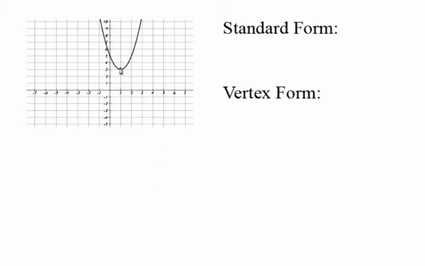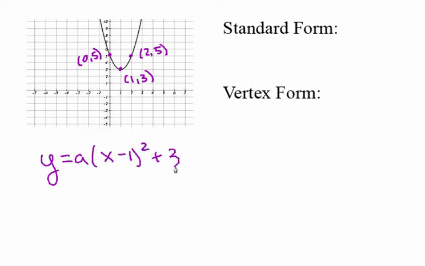Our vertex seems to be at 1, 3, and it looks like our y-intercept is at 0, 5, which means there's also a point over here at 2, 5. So let's start with vertex form. y equals a times x minus 1 squared plus 3. The only thing we need to do now is find that a value.